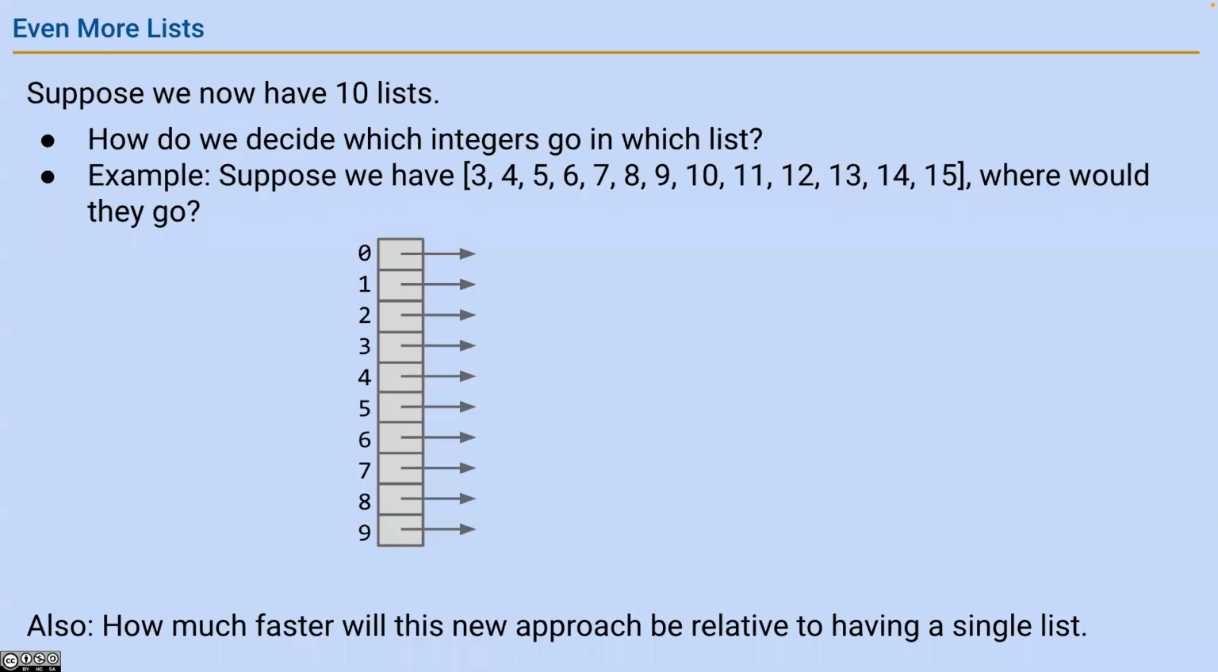Okay, what if we had 10 lists? How do we decide which integers go in which list? So imagine I have 3, 4, 5, 6, 7, 8, 10, 11, 12, 13, 14, 15. Where do those numbers go in my list if I have a set? And how much faster is this approach? I'll give you 30 seconds to think about where they might go.